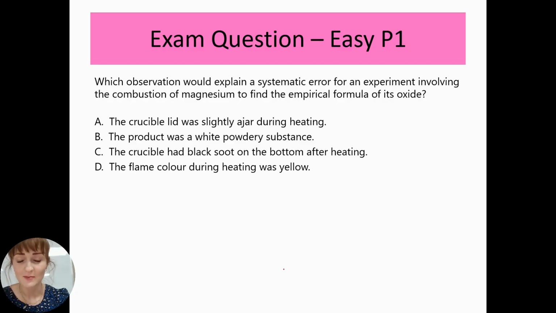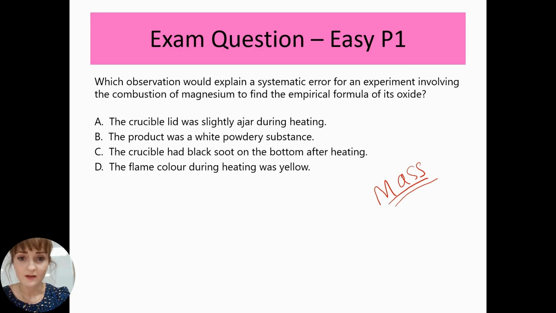An example of a past IB question, which would be considered easy, would be: which observation would explain a systematic error for an experiment which involves the combustion of magnesium to find the empirical formula of its oxide? A reminder that a systematic error is one which will affect results in one direction only, meaning that your results will always either be higher or lower than the true value. Remember, this entire experiment is based on mass, and mass changes. So anything that will have impacted your mass is what's probably going to have caused this error.